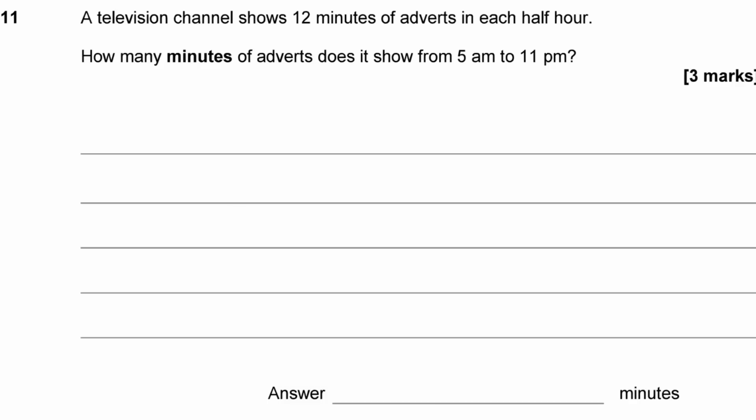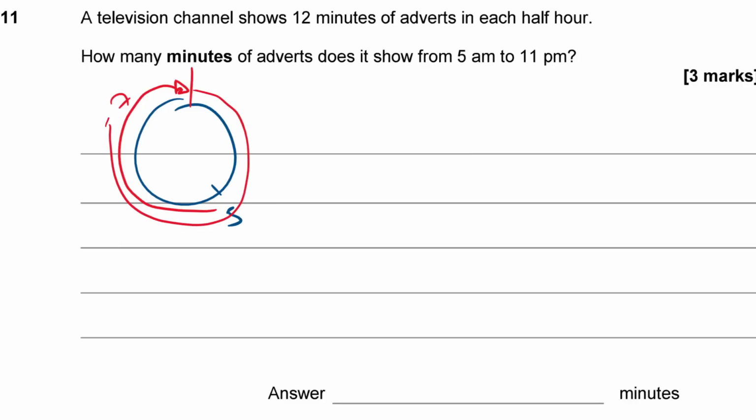Question 11. A television channel shows 12 minutes of adverts in each half an hour. How many minutes of adverts does it show from 5 AM up to 11 PM? Okay, so on the clock, 5 o'clock is down here. So if we count around from 5 o'clock up to midday, then that is going to be 7 hours, plus all the way around to 11 o'clock again. That's going to be another 11 hours. That's going to give me 18 hours altogether.